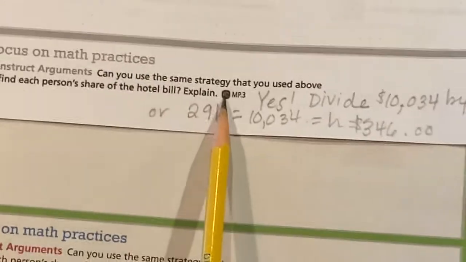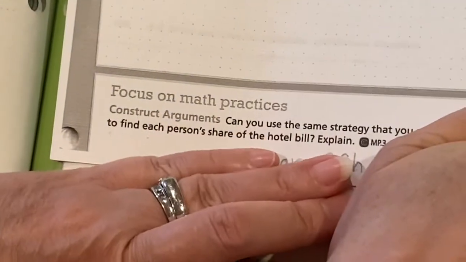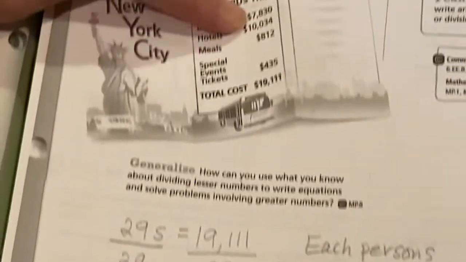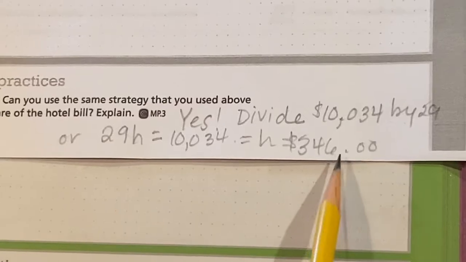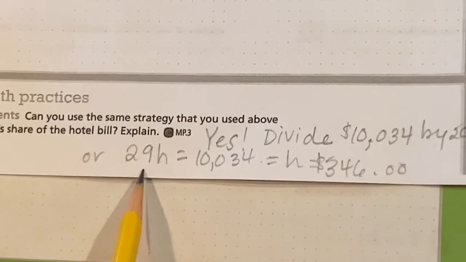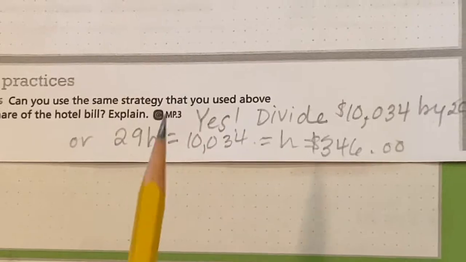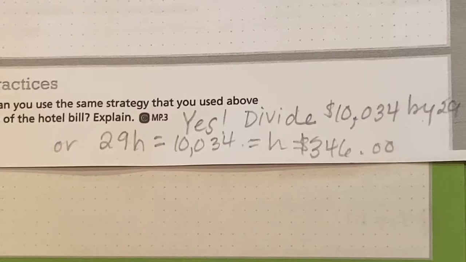And then also at the bottom of that page, construct arguments. Can you use the same strategy that you used above to find each person's share of the hotel bill? Well, can you? Of course you can. You would look at the total hotel bill, which is $10,034, and just divide that by 29. And you would find that that costs $346 for each kid. So instead of 29S, it would be 29H, H representing the cost of the hotel. And then if you just divide both sides by 29, you get 346.